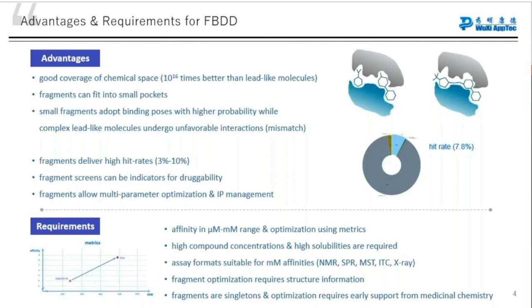Also, for the optimization, because there is still so much chemical space we need to penetrate to get to a drug-like molecule, we need to be guided by structure information. So it becomes an essential part of fragment-based drug discovery that we have crystal structure or NMR structure information available. Finally, there's one more point that needs to be considered. Since those libraries are so small, fragments are mostly singletons, and so it makes a lot of sense to add medicinal chemistry at an early point into the project to support the optimization of these compounds and to support the crystallization of these fragments.